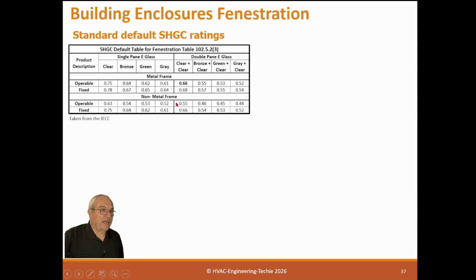Here are some standard default SHGCs if you can't find it on a piece of glass. These won't be exact, but they'll be close. So it tells you here's the clear plus clear, bronze plus clear, green plus clear, gray plus clear. And this is the double pane e-glass. It shows you what they ought to be. This is the operable or fixed glass. And these would be the sensible solar heat gain coefficient.